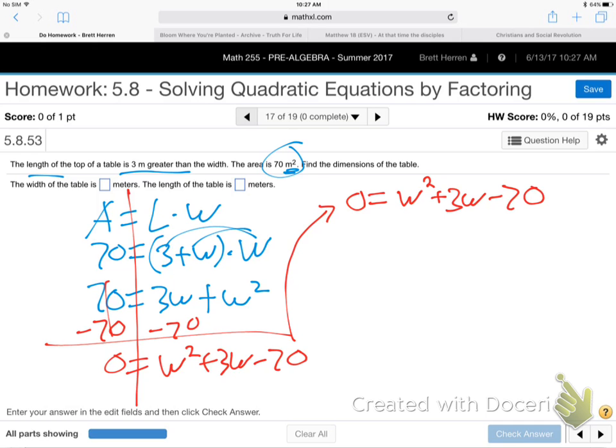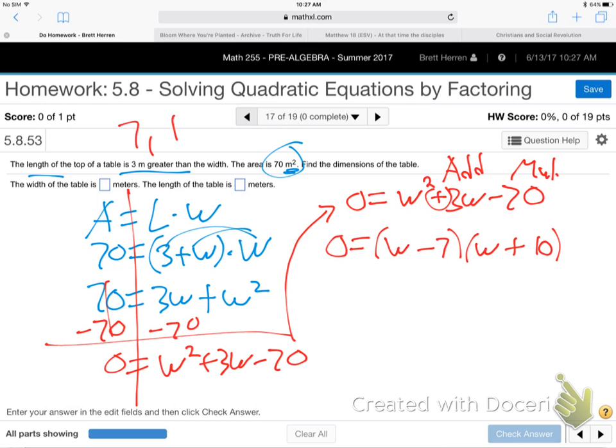So what do we do now? Factor. Good. Am I racing ahead of you? Is this okay? What multiplies to be 70 and adds to be 3? What times what's 70? 7 and 10. Sign in the middle goes on the bigger. But actually, you could just stop at this point. The answers are going to be 7 and 10. Which one's which? The length is 3 greater. So the length is 10, the width is 7. It's fine to just stop right there.